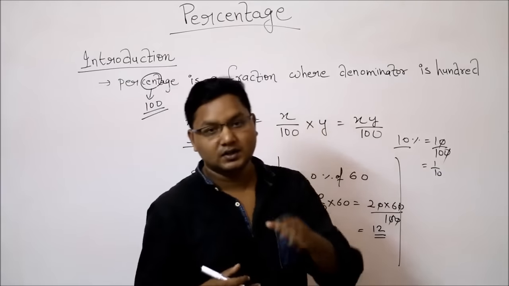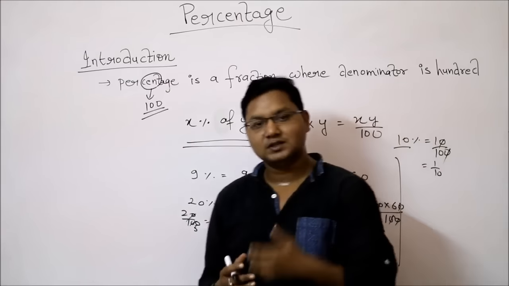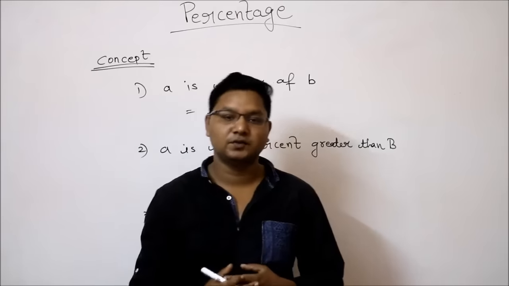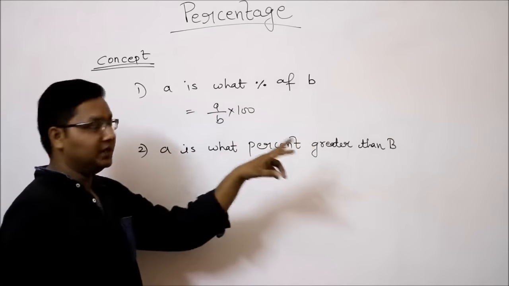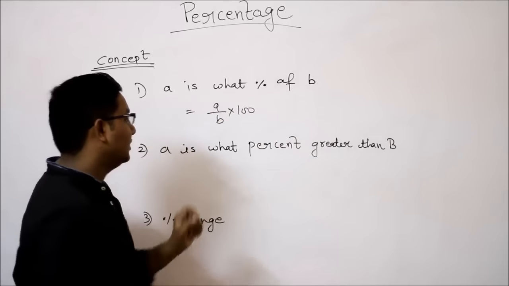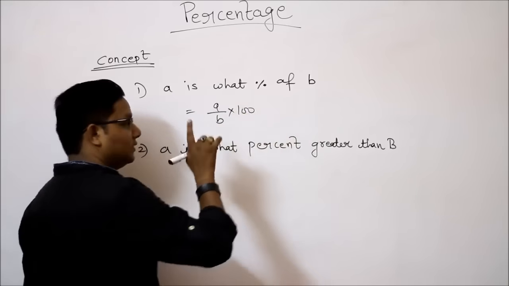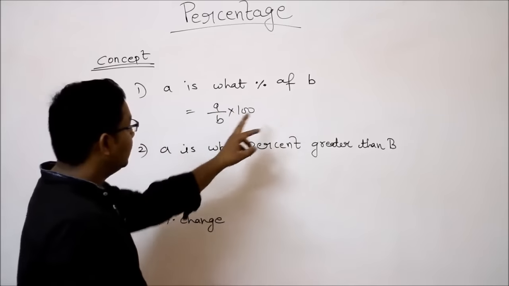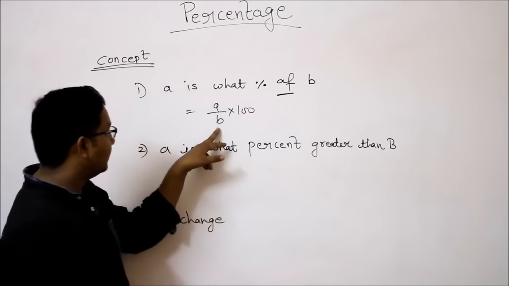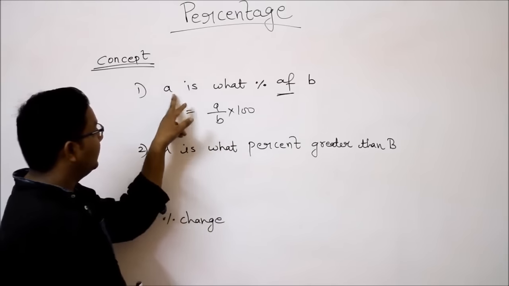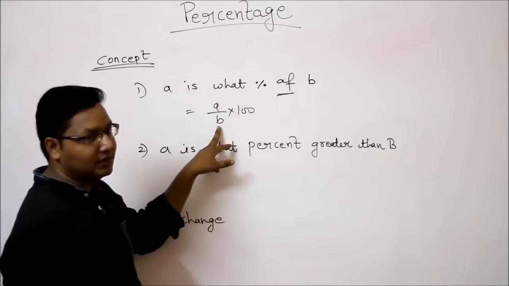Now we will see three important concepts of percentage which are used in every question. Let's see the first important concept. The first concept is: A is what percentage of B? The answer is A by B into 100. One thing you have to remember is that the term after "of" is in the denominator, and the one which is compared is in the numerator. So A is in the numerator, and the term after "of" is in the denominator, into 100.